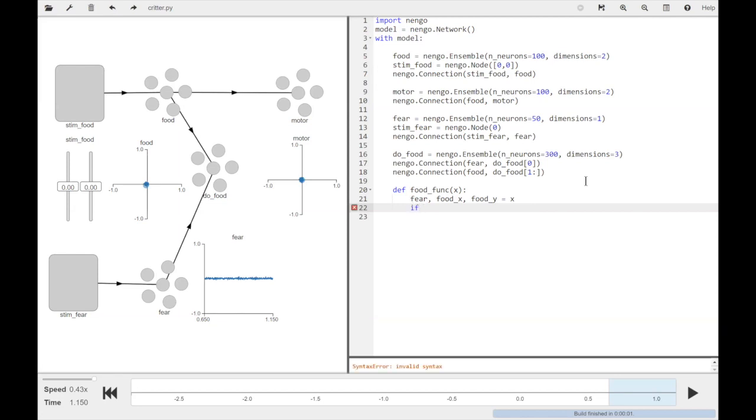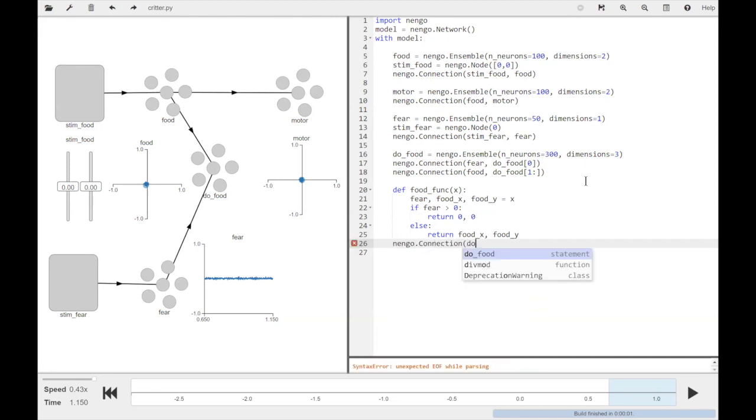And now I can write my function. My function is, well, if I'm afraid, then don't go anywhere. And otherwise, go toward the food. Okay, so that's a function that does the task that I'm hoping for. All right, and so then I can make a connection from do food to motor, where the function is the food function.